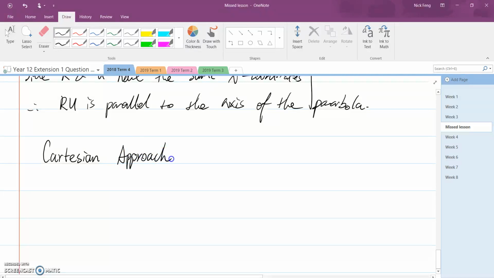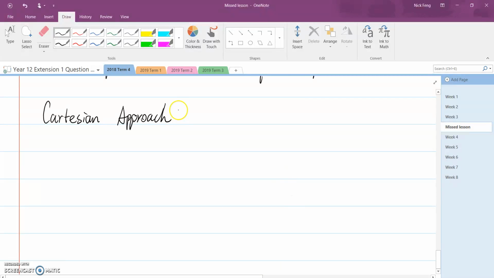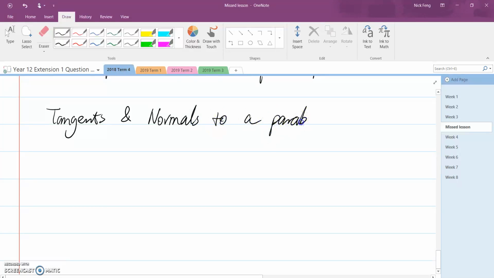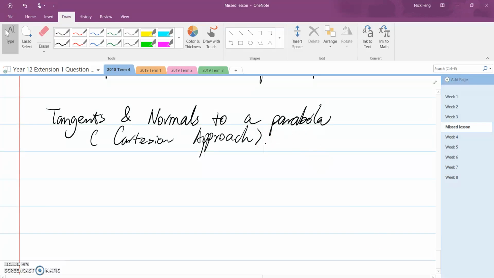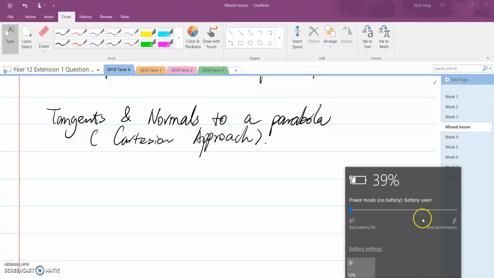Approach, oops, wrong. Tangents and normals to a parabola, and it is the Cartesian approach. We did the parametric approach before. This time we do the Cartesian approach.